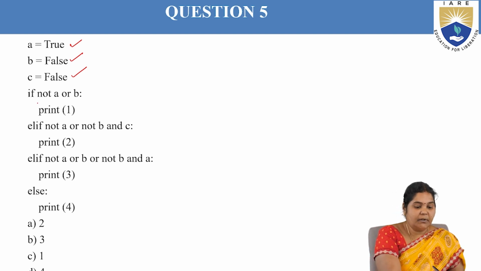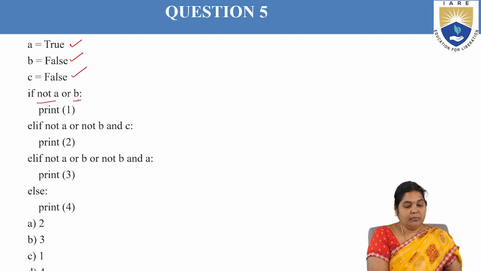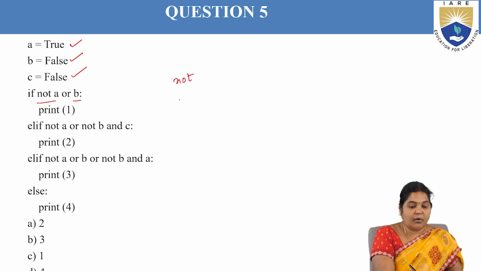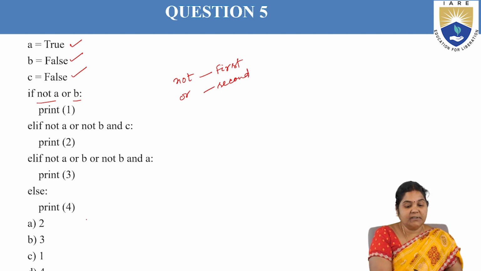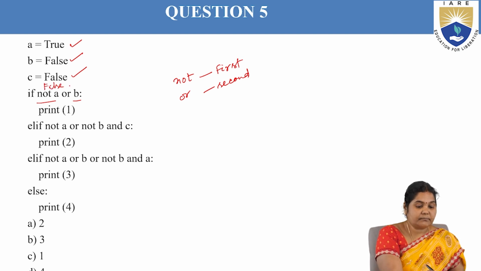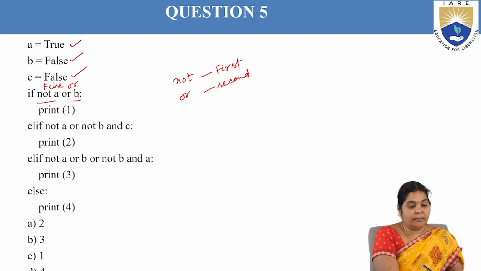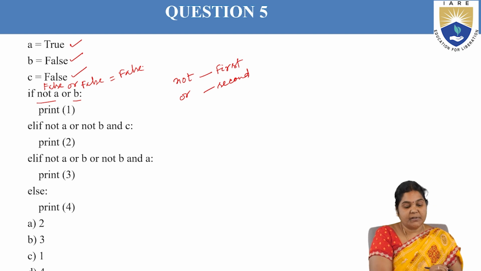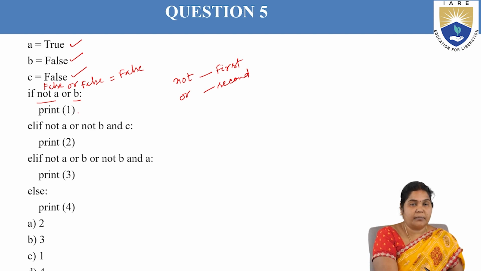Now, if not A or B. Among not and or, which has more priority? Not has the first priority, and then the second priority is for or. So compute not of A. A is true, so not of A is false. Then false or B, and B is already false. So false or false becomes false for this if condition. Therefore, this printf one will not be executed.